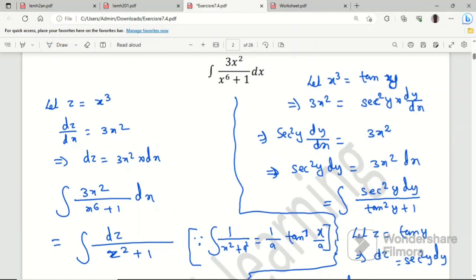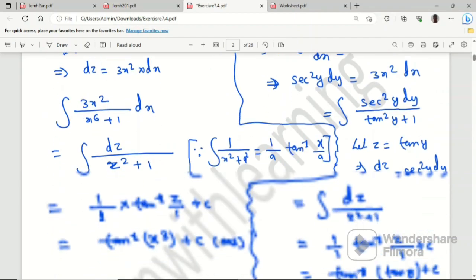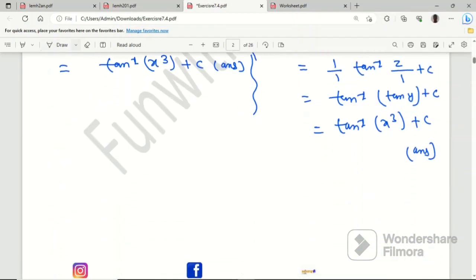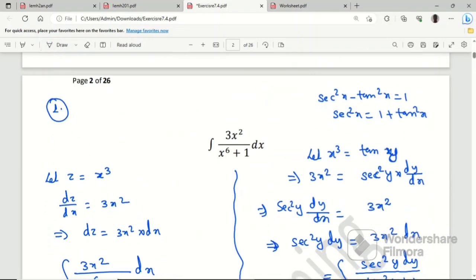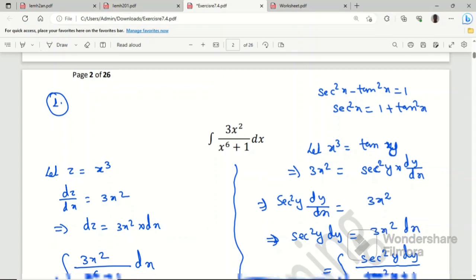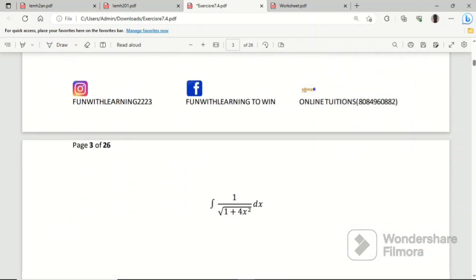So here we have substituted tan y equal to x cube. So again see, the answer is same. The answer will be same whether you apply any method. So here we have used these two methods. You can try some other trigonometric identities if you wish. Now I'm moving to the second question.